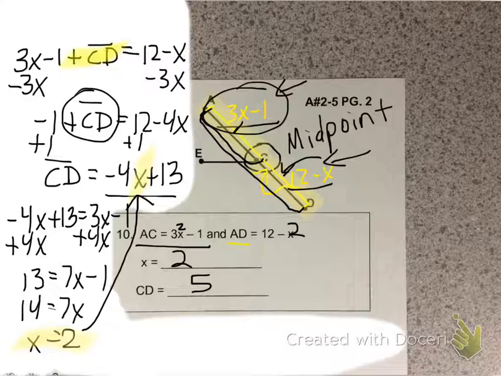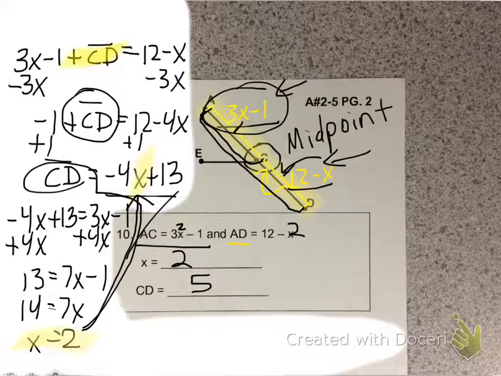Now, did it matter if I plugged it back into this equation here for CD, or if I plugged it in here in this case? You get the same thing in this case because C was the midpoint. So that means they were the same either way. But if C wasn't the midpoint, then it would make a big difference which one you plugged it into.